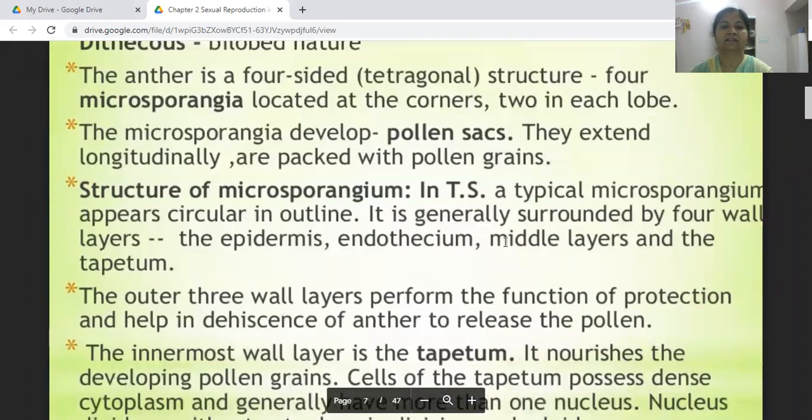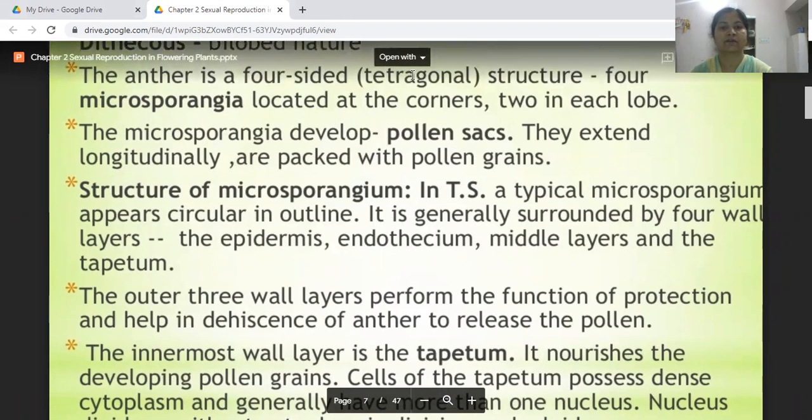Dithecous bilobed anther. The anther is a four-sided tetragonal structure, with 4 microsporangia located at the corners, 2 in each lobe. Microsporangia develop into pollen sacs. They extend longitudinally, packed with pollen grains. Structure of microsporangium TS: a typical microsporangium appears circular in outline.